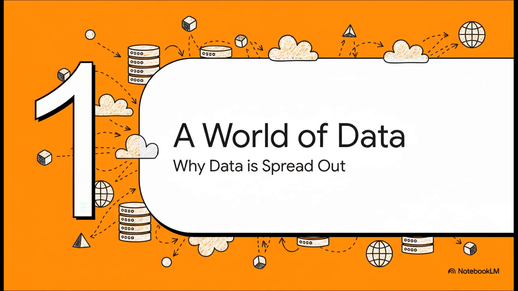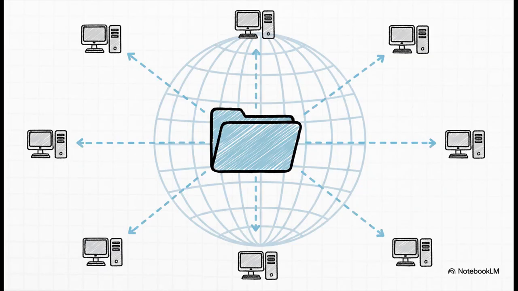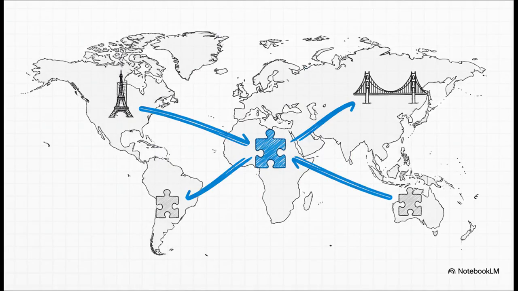Okay, let's jump in. All right, first things first, let's get a handle on the world we're living in. It's a world of distributed data. Right now, you might think your files, your bank account, your photos, that they all live in some single, neat little digital box. But they almost never do. In reality, they're part of what we call a distributed system, spread out across tons of different computers, sometimes all over the globe.